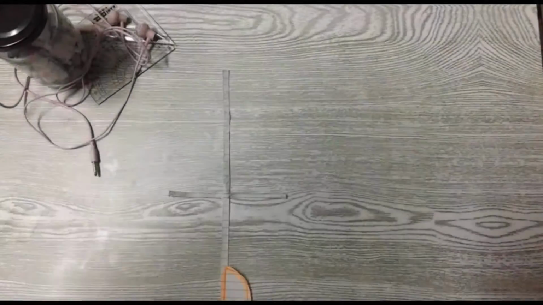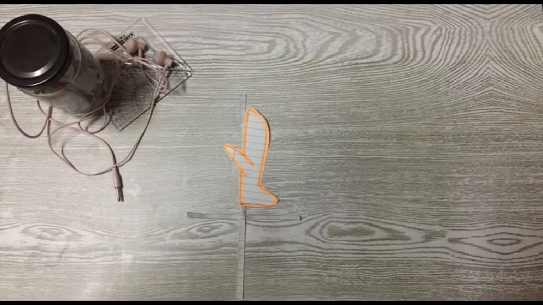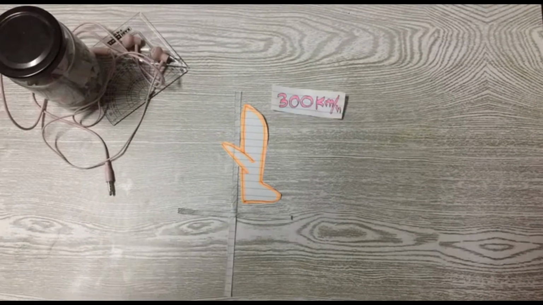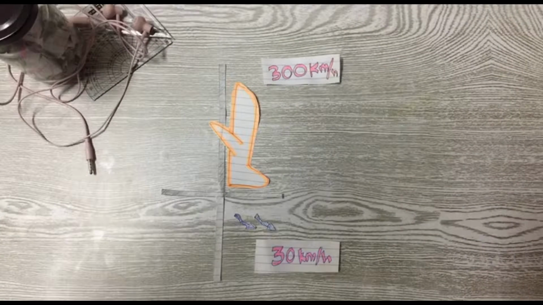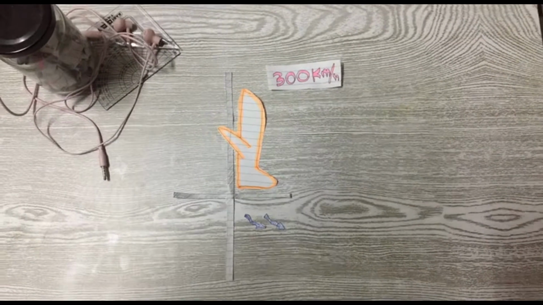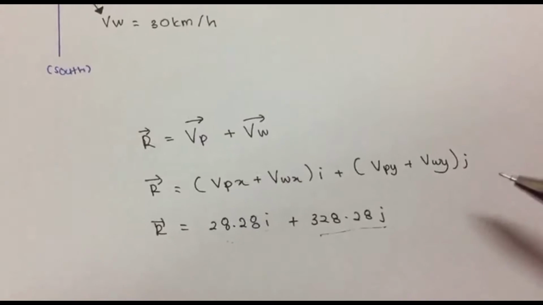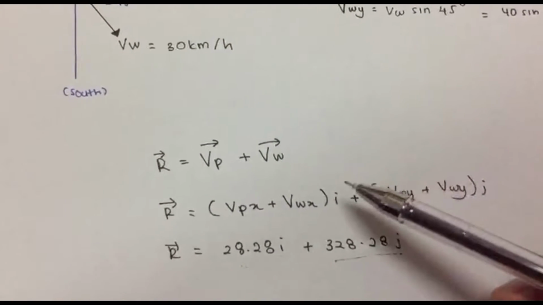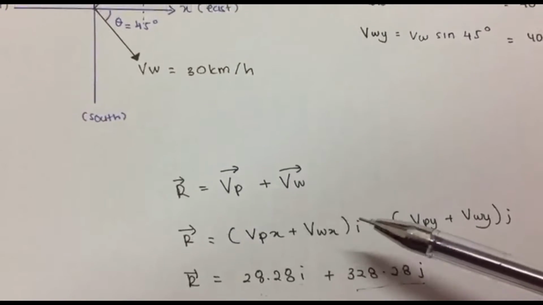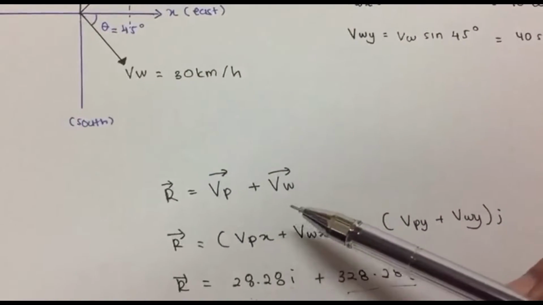We have a plane flying in a northerly direction at 300 km per hour, and there is a wind blowing toward the southeast at 30 km per hour. This is the formula of net velocity relative to the ground, which is the vector sum of these two vectors, where Vp is the vector velocity for the plane and Vw is the vector velocity for the wind.